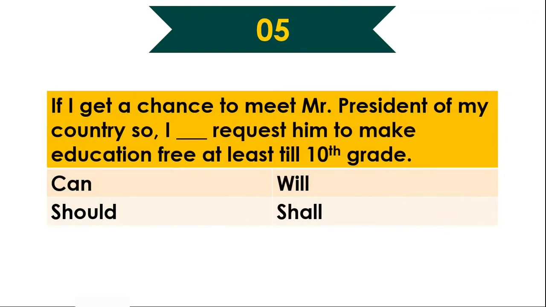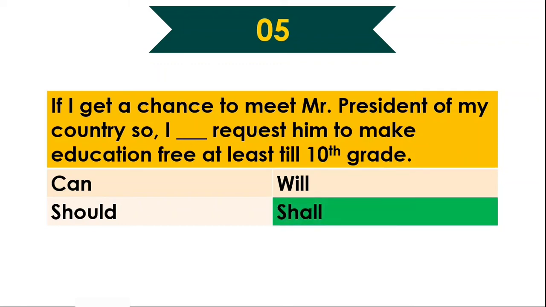And then we have: if I get a chance to meet with Mr. President of my country, so I dash request him to make education free at least till 10th grade. If I get a chance to meet with Mr. President, it means that I am making an assumption for my future that I shall request him. Yes, I am confirmed about this. I shall request him to make education free.